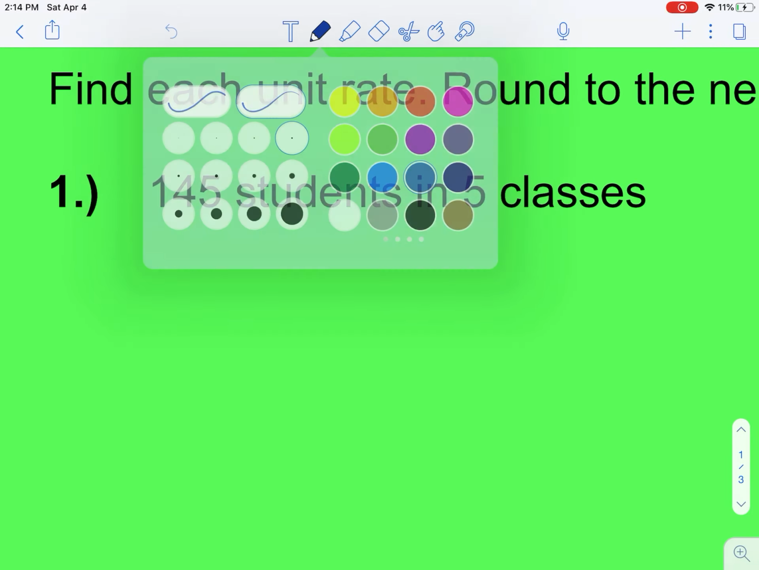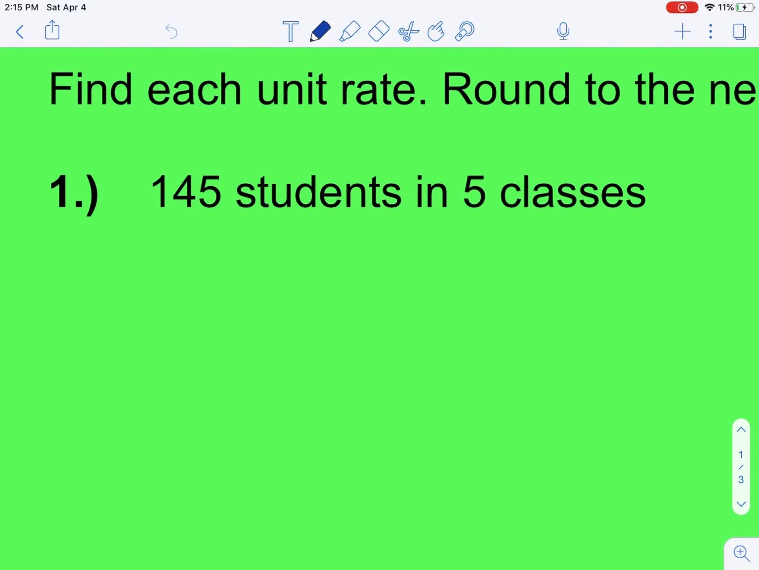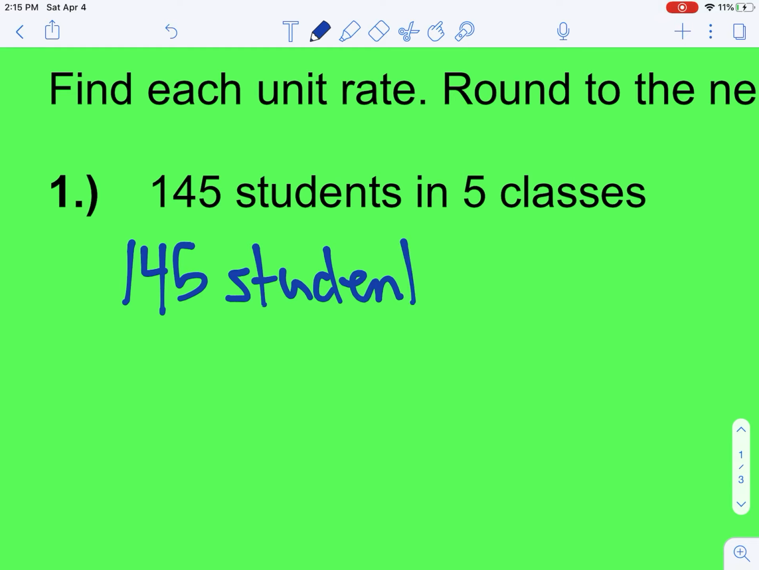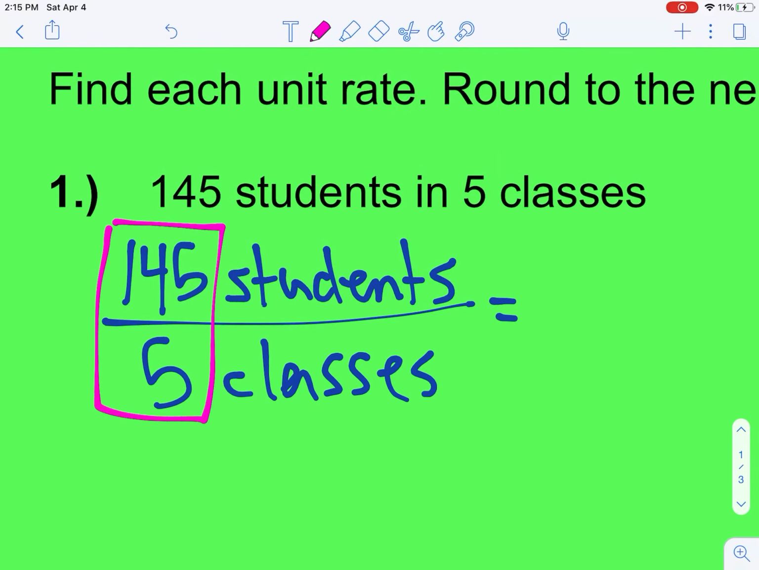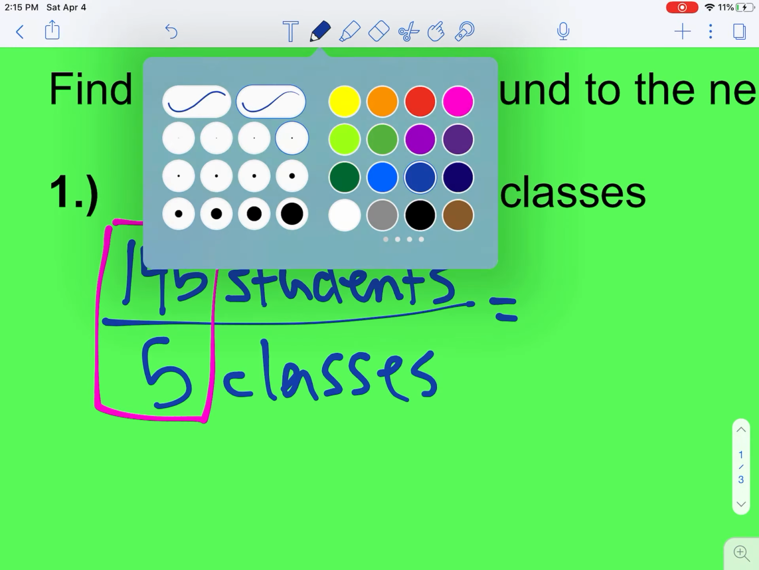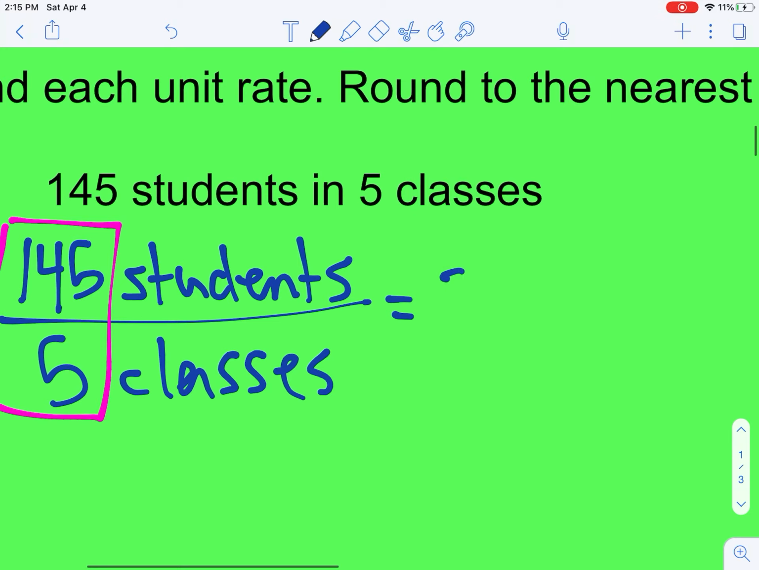In number 1, I have 145 students in 5 classes. So I have 145 students. I'm just going to write a ratio here, and it's going to be a rate. So I have 145 students to 5 classes. So I want to change this to a unit rate. I want to know how many kids are in one class. So all I do is I divide, and my division problem is going to be right here. All it is is 145 divided by 5. When I do 145 divided by 5, I get 29.